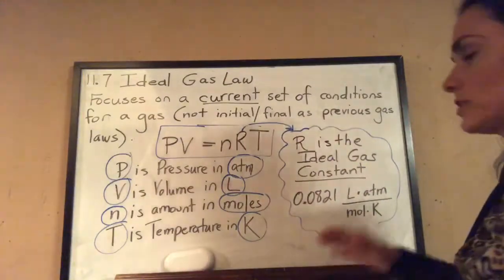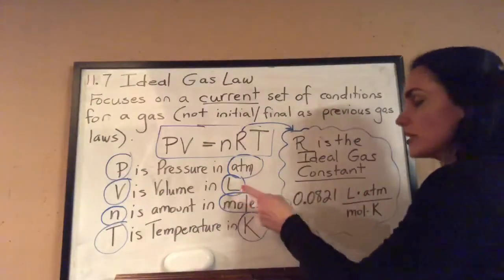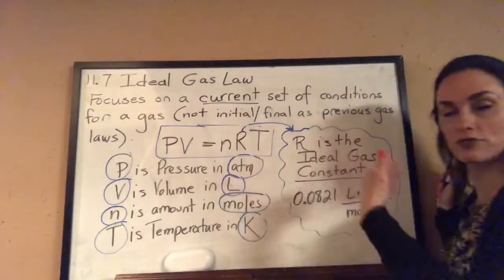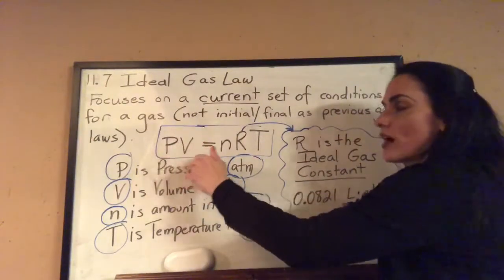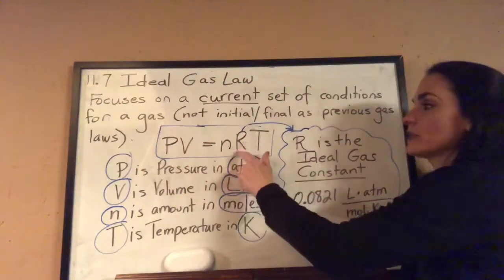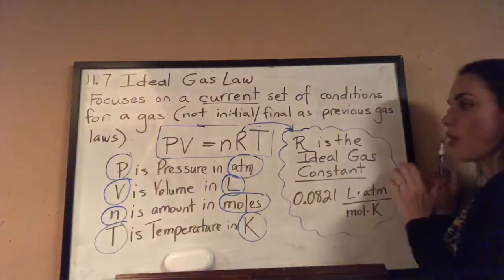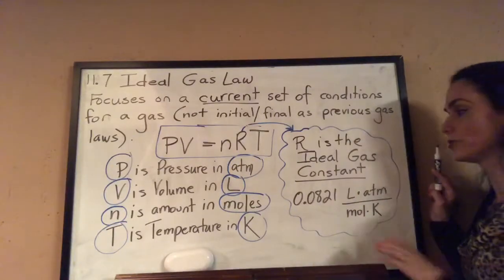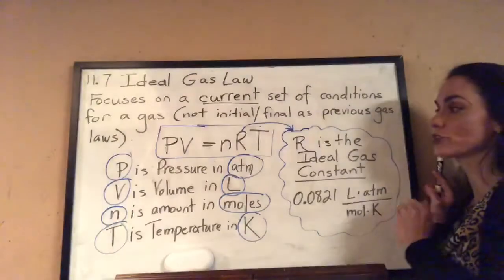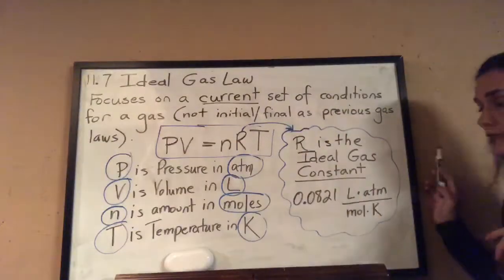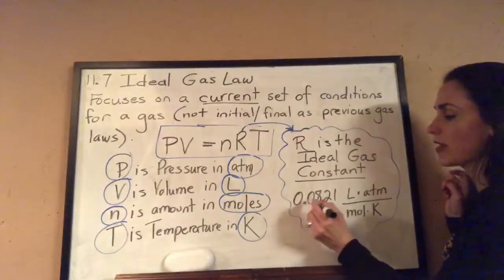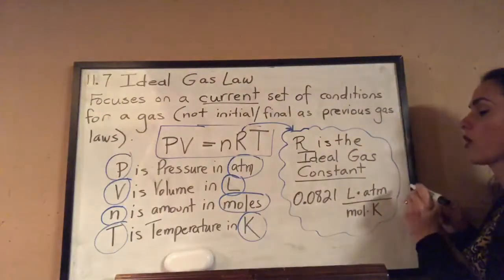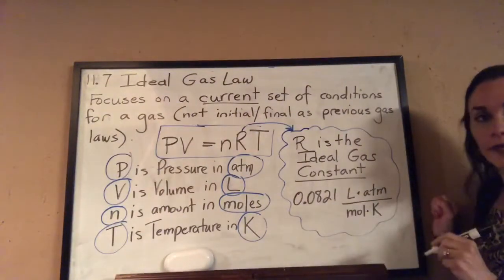Okay? You say, why do we need to have these units of atmospheres, liters, moles, Kelvin? Well, we now have this constant that is part of this relationship here. PV, pressure times volume, equals the amount of moles times the ideal gas constant times temperature. R is the ideal gas constant. It's used in every single ideal gas law calculation. You will have this number in every problem that you're using this formula for. What is the ideal gas constant? 0.0821 with units of liters times atmospheres over moles times Kelvin.